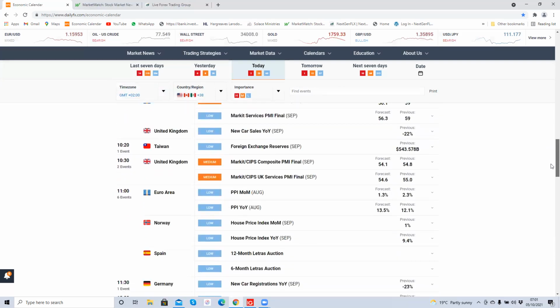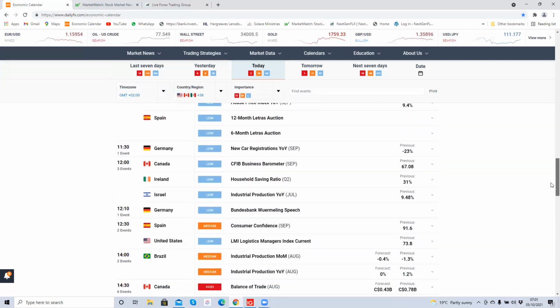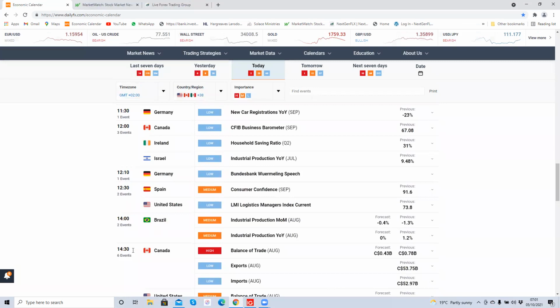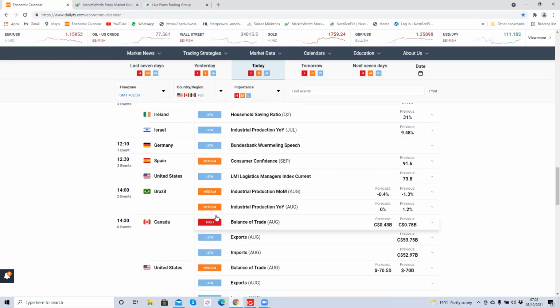So it looks like a relatively quiet day. At 2:30 here, we have the Canada balance of trade. This will mainly affect currencies paired with the Canadian dollar. Since we are also trading the dollar Canadian dollar, we'll be aware of that report for that particular currency pair. But for the Euro US dollar, we wouldn't worry about that report, just for the dollar Canadian dollar.